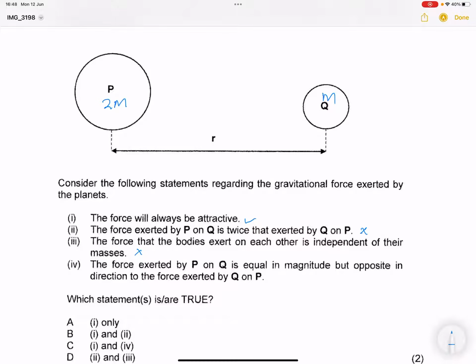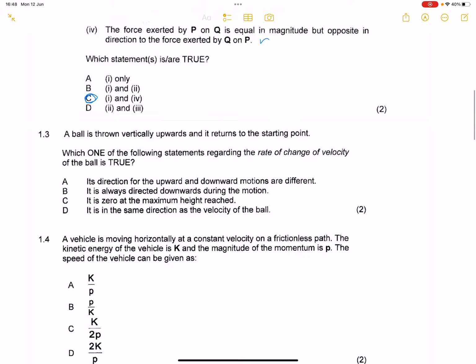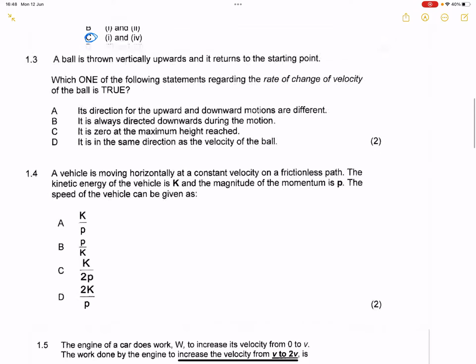They say the force exerted by P on Q is equal in magnitude but opposite in direction to the force that is exerted by Q on P. This is absolutely correct. Now they say which statement or statements is or are true. So we know in this case it should be statement 1 and statement 4. The correct answer there should be C. I hope that you got that. Let's go on to the next question.